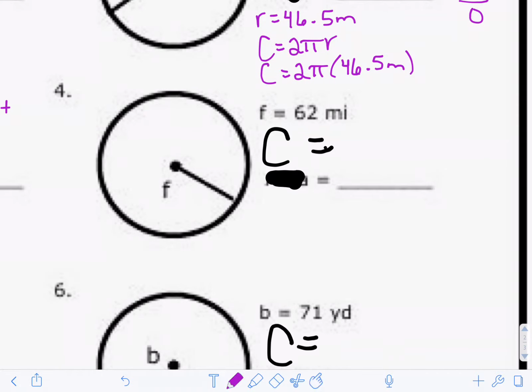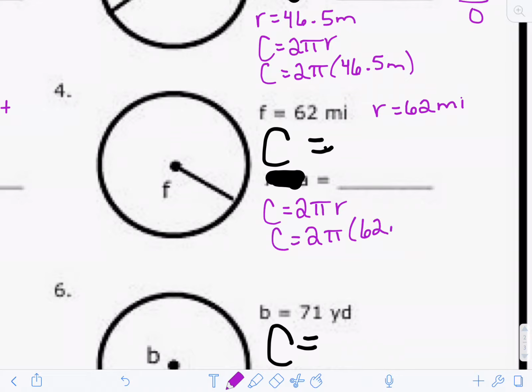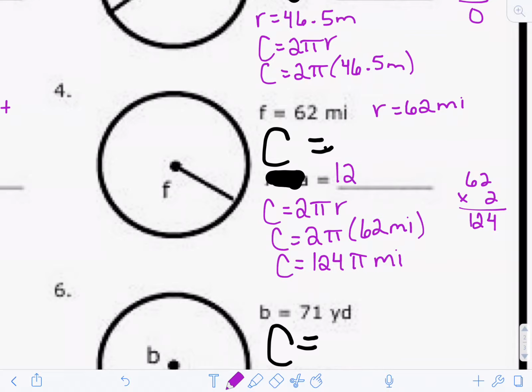All right, and last one. Circumference, so 62 miles, that is my radius, so my radius is 62 miles. Circumference is 2 pi r. So circumference is 2 pi times 62 miles. I'm going to do 62 times 2. 2 times 2 is 4, and 2 times 6 is 12. So 124 pi miles is my circumference.